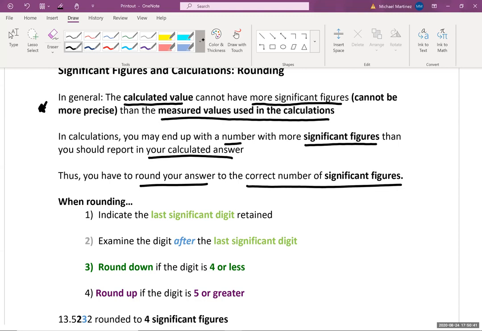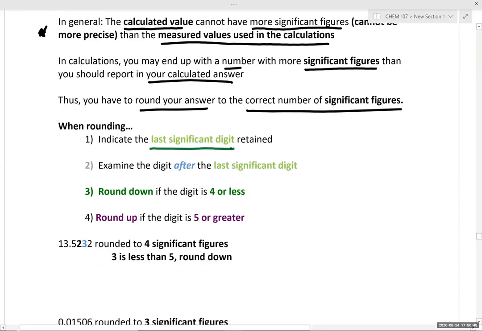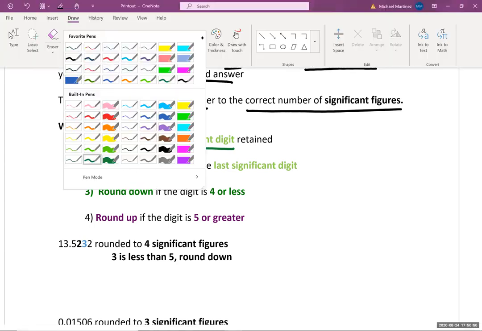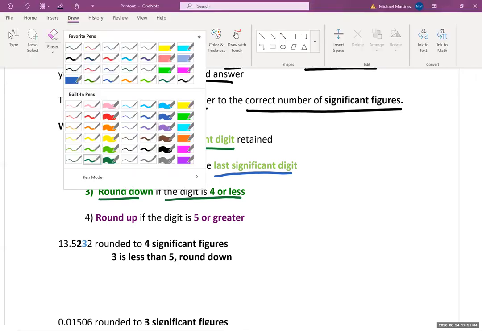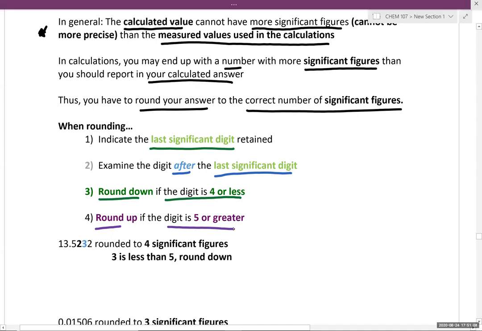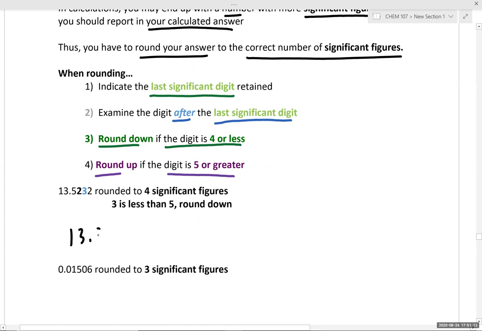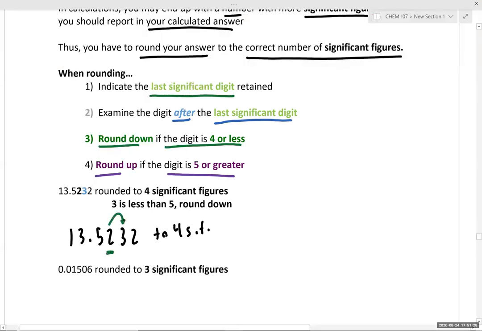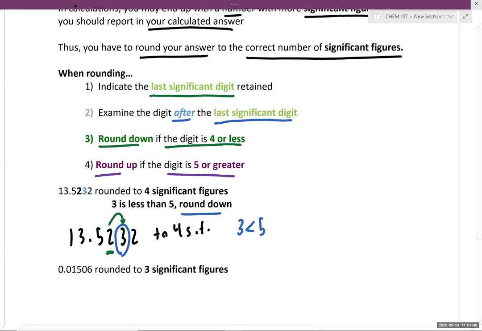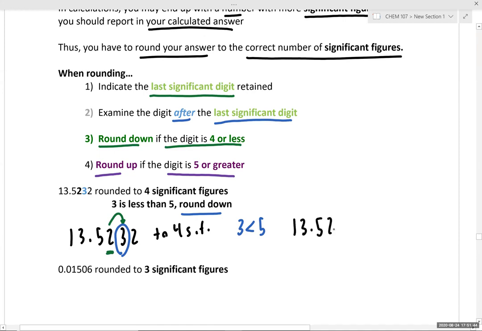So for rounding, your first goal is to indicate the last significant digit. Then you're going to examine the digit after the last significant digit, and you round down if the digit is 4 or less, and you round up if the digit is 5 or greater. So for example, if we're rounding 13.5232 to 4 significant figures, we're going to highlight our 4th significant digit, and then we're going to look one space to the right. Now looking at this number, we see that 3 is less than 5, so as a result, we round down. That in turn would give us 13.52.